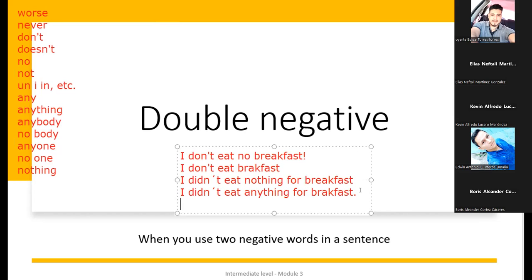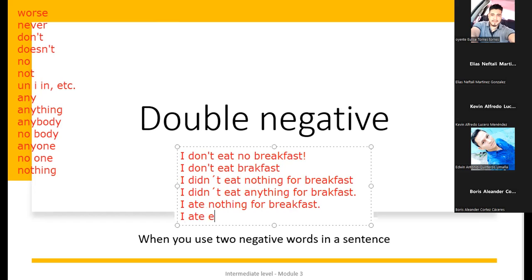Entonces, podría yo decir también, I ate nothing, okay, convirtiendo el didn't en afirmativo, ¿sí? I ate nothing for breakfast. Ahora, ¿cómo sería el sentido si yo digo I ate anything? Ya no tiene el mismo sentido de ninguno, ¿verdad? Tiene el sentido de cualquier cosa, ¿sí?